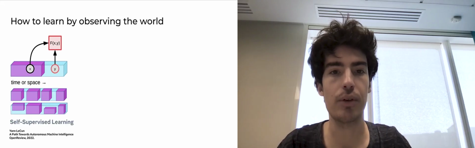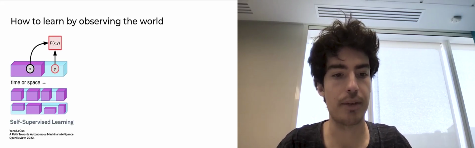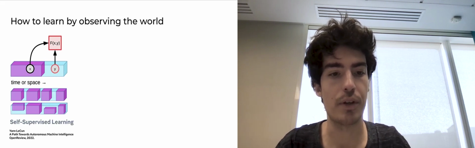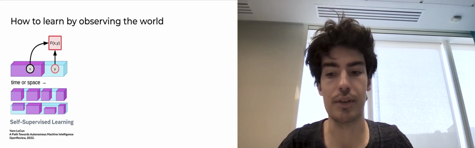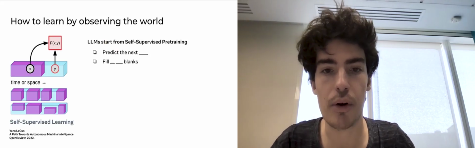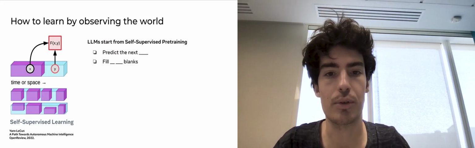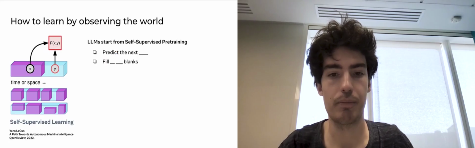So how to learn by passively observing the world? This is what self-supervised learning tries to do. In self-supervised learning, you mask an input and you train a network to predict this missing part. This is how LLMs work. With LLMs, you mask a word in a sentence and you train the network to predict the missing word.